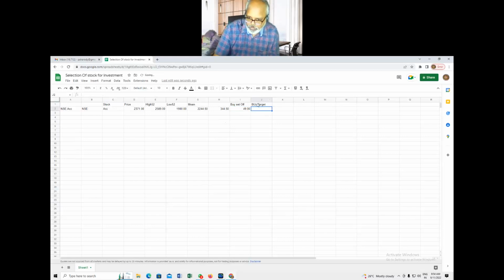Now my buy target should always be at least 4 or 5 times my buy set off. So if I take 4 times, this becomes approximately 196 points. So this is how I decide what should be my buy set off and my buy target.